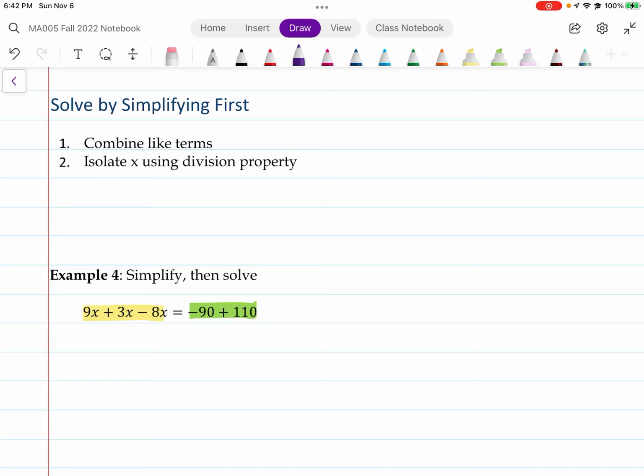9 plus 3 minus 8 is 4. So 9 plus 3 is 12, minus 8 is 4. And that's the x term. Equals negative 90 plus 110 is 20. All right, now I'm going to divide both sides by 4 to get the x alone. And I get x equals 20 divided by 4 is 5.